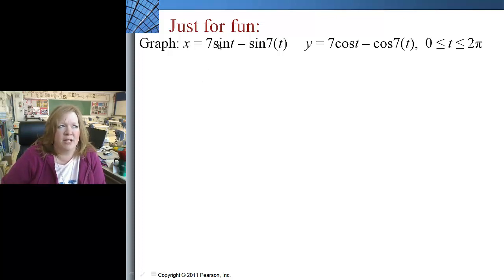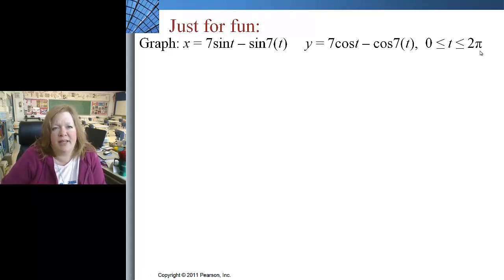And we're going to graph x equals 7 sine of t minus sine of 7t, y equals 7 cosine of t minus cosine 7t, and I'm going to have t be between 0 and 2 pi. If you remember, 2 pi would take us in one complete cycle, one complete circle.